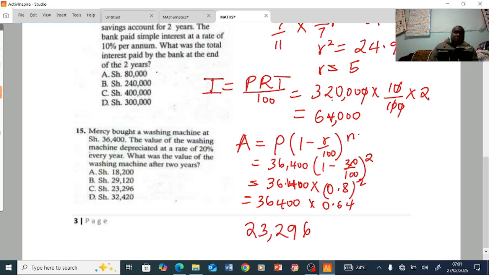That is the amount. You would have depreciated it to this amount in 2 years. Depreciate means it loses value. Something like a radio or phone, when you buy, it depreciates. But when you buy something like a shamba, it appreciates. The value increases over time.